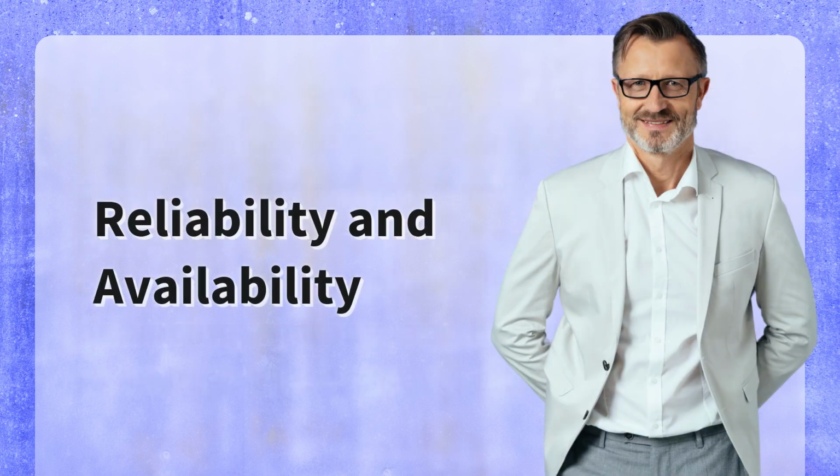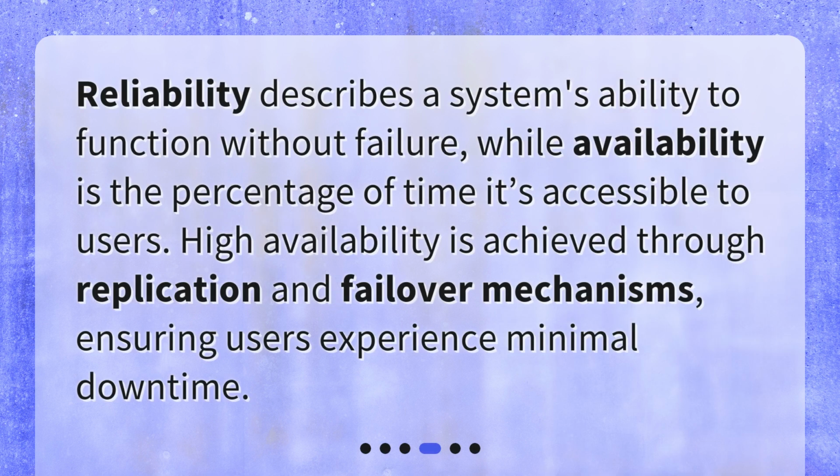Reliability and availability. Reliability describes a system's ability to function without failure, while availability is the percentage of time it's accessible to users. High availability is achieved through replication and failover mechanisms, ensuring users experience minimal downtime.